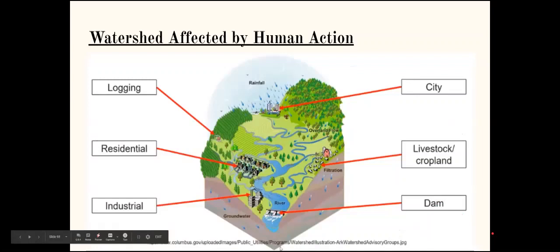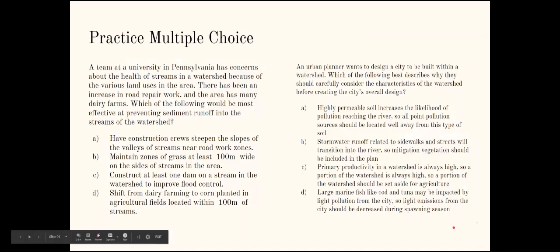And again, this is just the same image showing you the different impacts that humans can have on a watershed or a source of water: logging, residential and city, industrial, livestock, and creating dams. Now, when you think about this, think about how you plan around building human settlements around a watershed.